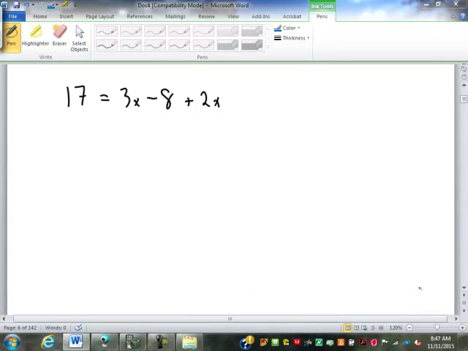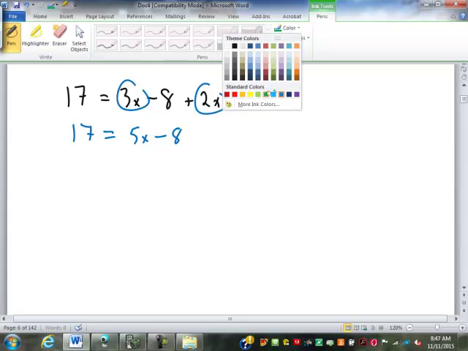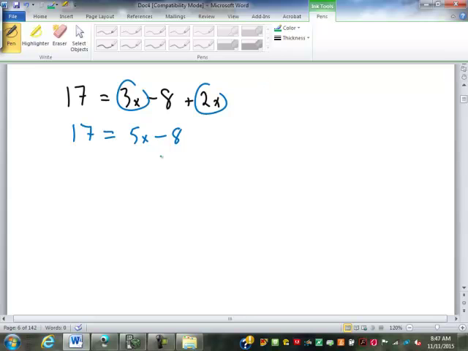So what do we do first? The 3x and 2x make 5x. It's 5x minus 8 equals 17. And from here, we've done this before. What do we have to do? Add 8. 25 equals 5x, and then divide by 5. So 5 equals x. And if you could double check it, it'll work out.